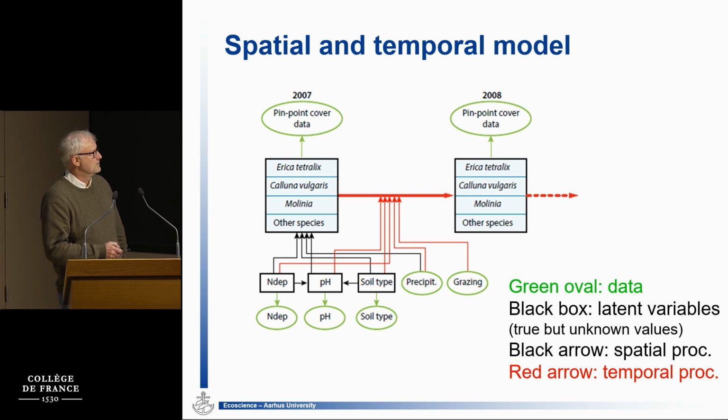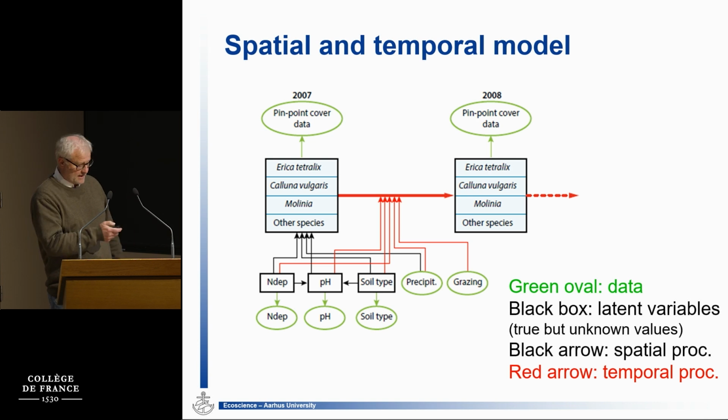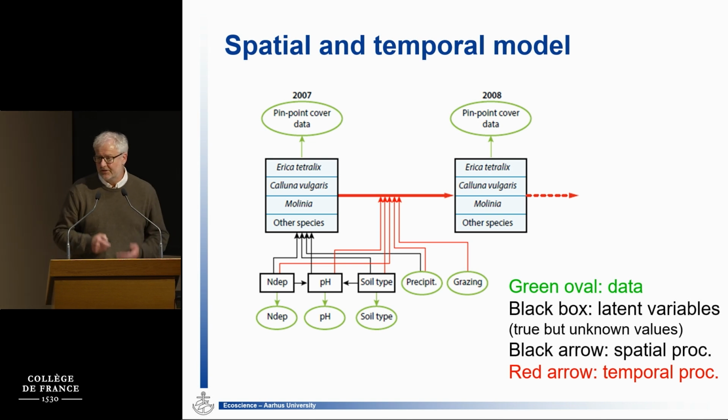And it's a simple linear relationship with nitrogen deposition, pH, and soil type, precipitation, and grazing at, I think it was 40 different sites that we had in wet heathlands. And then we can get at least a short-term description of the influence of these factors over time in how they change the community composition at the wet heathland.